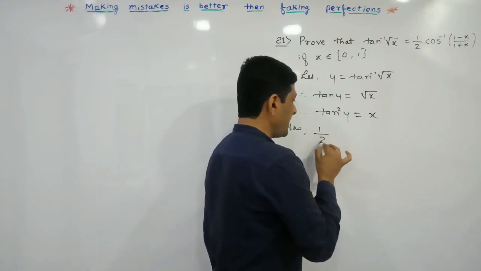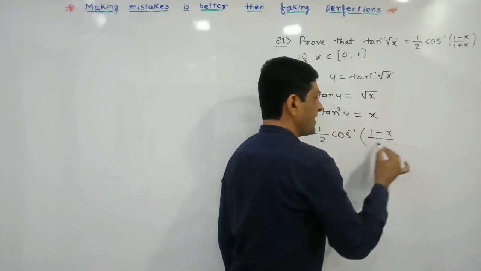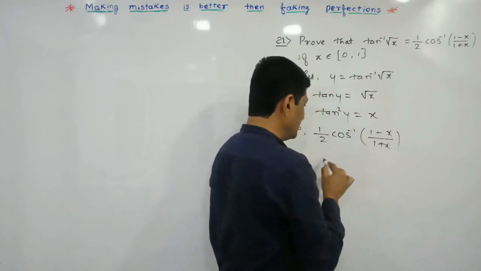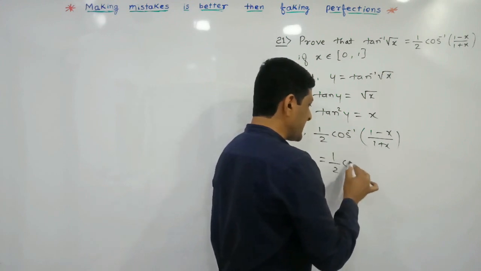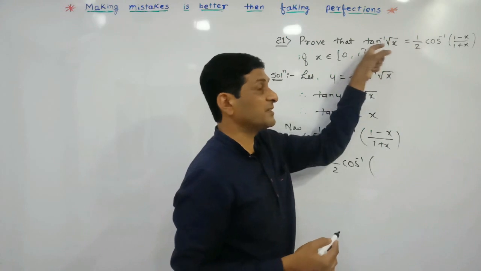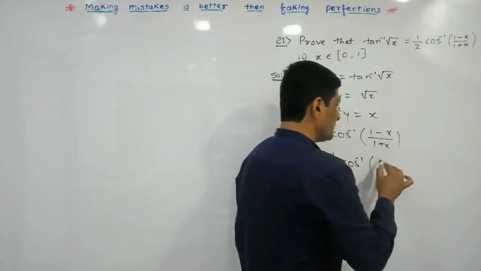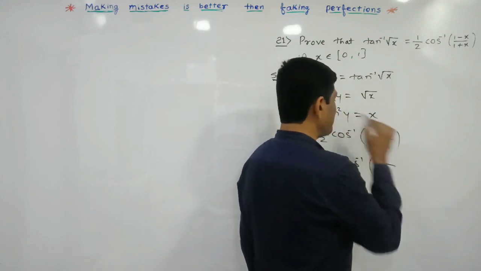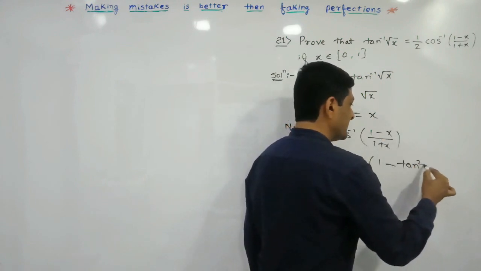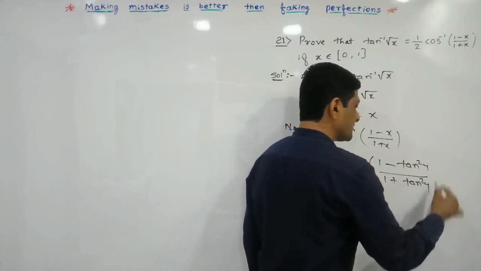Now we consider the right hand side, half cos inverse of (1 minus x upon 1 plus x). Let us simplify this right hand side and check whether we get the value of the left hand side. So I am replacing 1 minus x by 1 minus tan square y, and in the denominator also replacing x by tan square y.